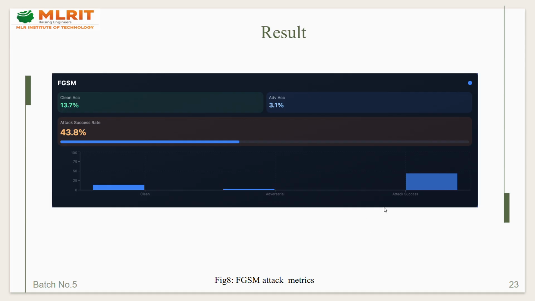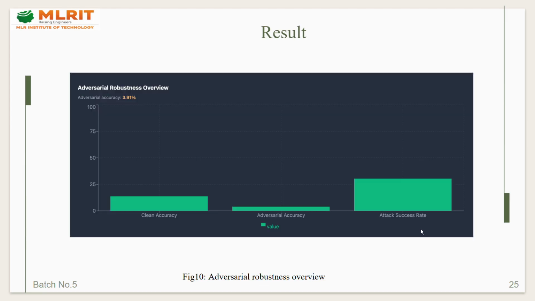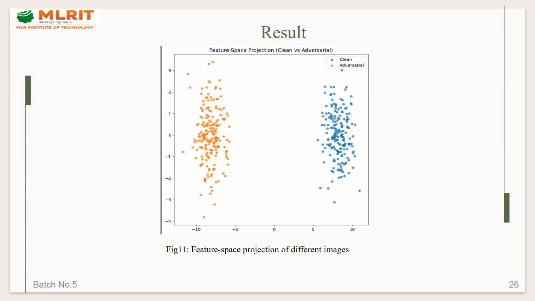These are the individual graphs for each attack. You can see the attack graphs for PGD and FGSM. This is the overall graph consisting of all the attacks that are currently implemented on the model. As can be seen, one can see the adversarial accuracy, clean accuracy, and the attack success rates.